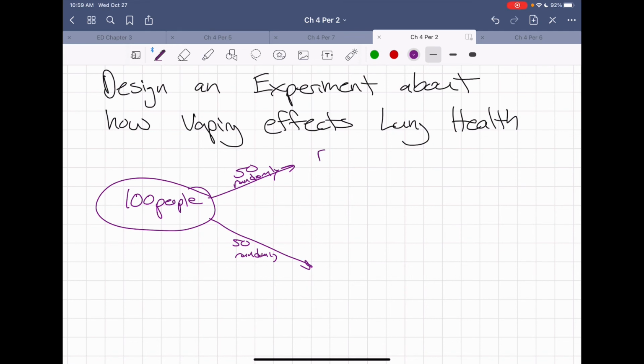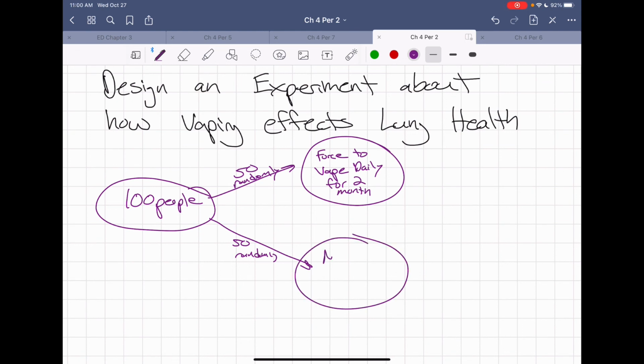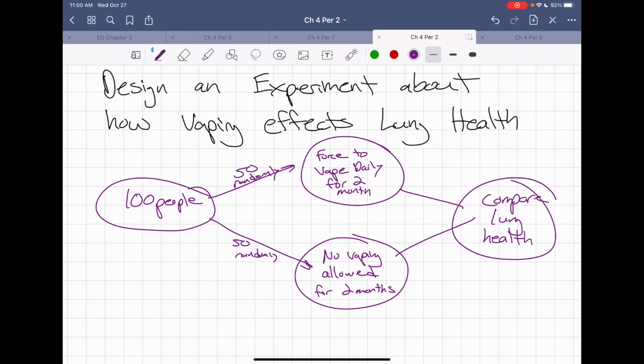These ones, I would force them to vape daily for 2 months. These ones, I would make sure they're not vaping. No vaping allowed for 2 months. At the end, I would somehow compare their lung health. Usually that's when they put you on a treadmill in the hospital and gauge your breathing or whatever, your O2 levels. So this is how I would design an experiment.